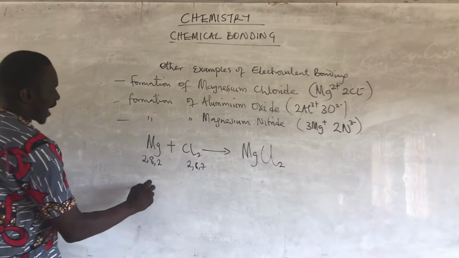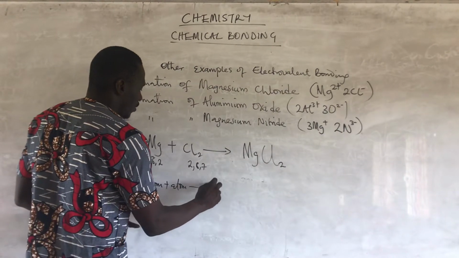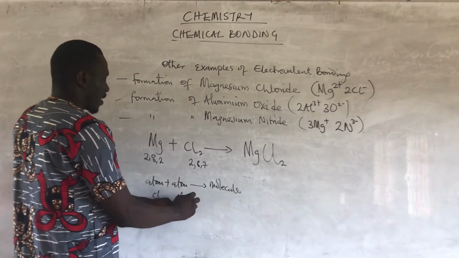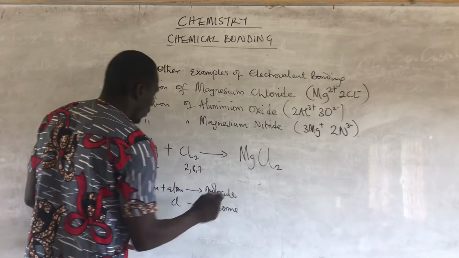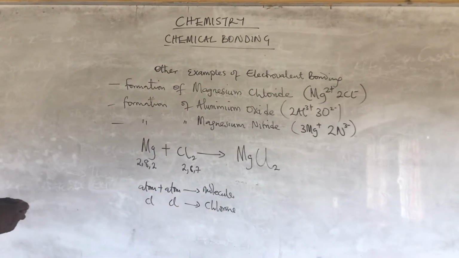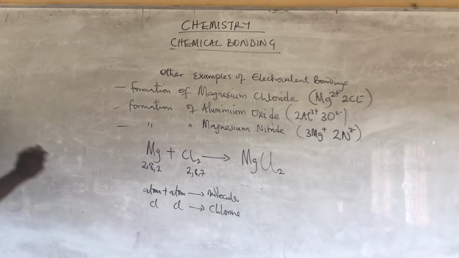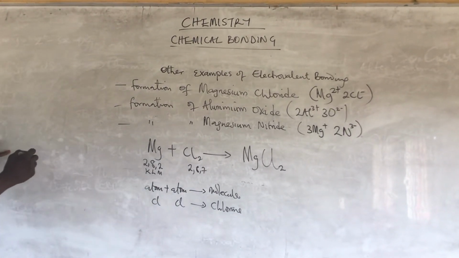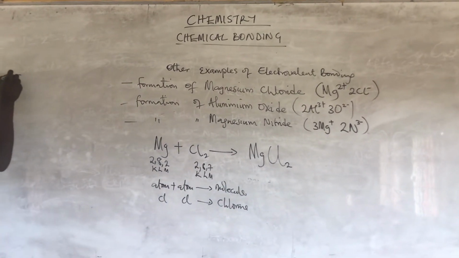Don't forget, atom plus atom gives you molecule. So a chlorine atom plus another chlorine atom gives you a what? A chlorine molecule. Which means 2 chlorine atoms reacting with a magnesium atom here. So let's see what is going to happen. Now let's start. Don't forget our shells K, L, M. So we're going to be dealing with the M shell.